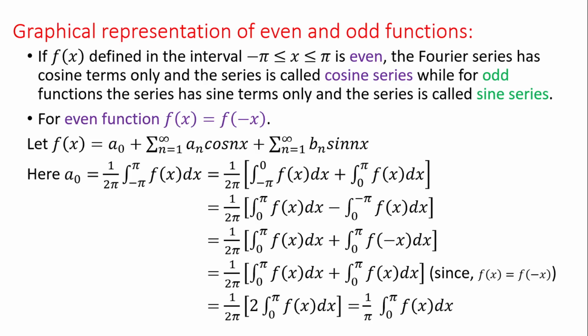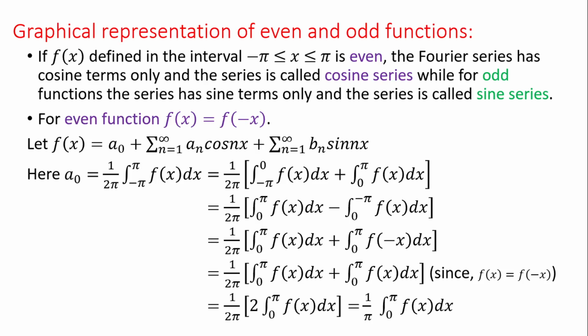Now, what is the value of the Fourier coefficient a0? It is 1 by 2 pi, integral from minus pi to plus pi of f(x) dx. Now let us divide the interval minus pi to pi into two halves, that is minus pi to 0 and 0 to pi. So in this way we have the next term: 1 by 2 pi in brackets, integral from minus pi to 0 of f(x) dx plus integral from 0 to pi of f(x) dx.